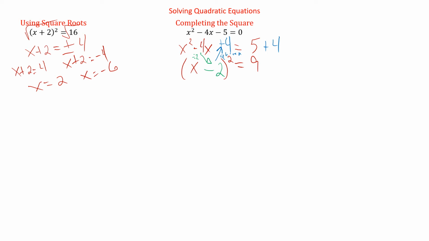Now we can solve this. It's something squared equals a number. So we could square root both sides. x minus 2 equals plus or minus 3, which means x minus 2 equals 3, x minus 2 equals negative 3. Add 2, x equals 5, x equals negative 1. So we have 5 and negative 1, which, if we think back to factoring it, that's the same thing we would have gotten.